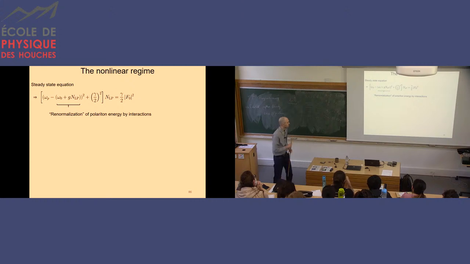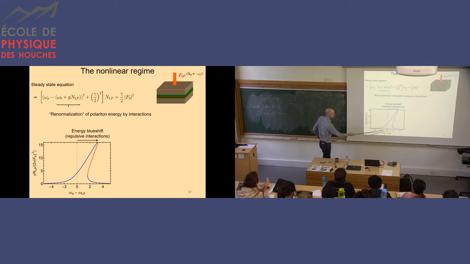It's easy. You search for the solutions. You find, as a function, for instance, of the frequency of the pump, three solutions, third order polynomial. You have three solutions for NP that you can plot. I only keep, of course, the real solutions because NLP is a number of polaritons. So I only keep the real solutions, and I have this. So I don't find this Lorentzian anymore. The Lorentzian is a little bit tilted, and tilted towards the higher energies, so towards the blue. Meaning that this is this blue shift that I was describing to you.